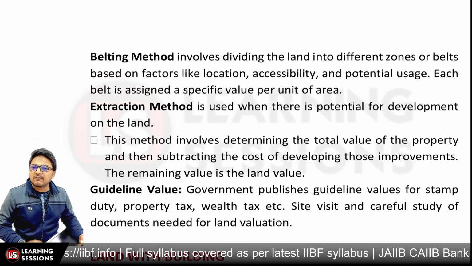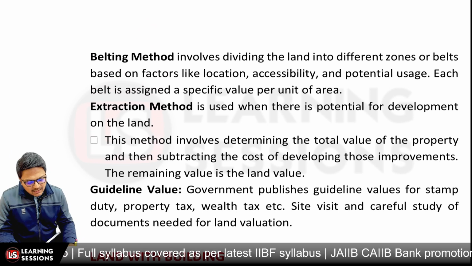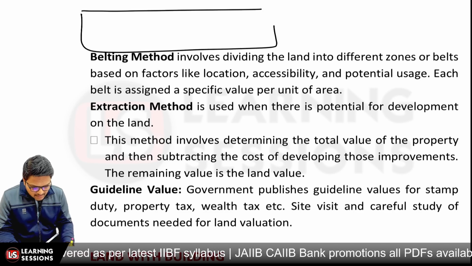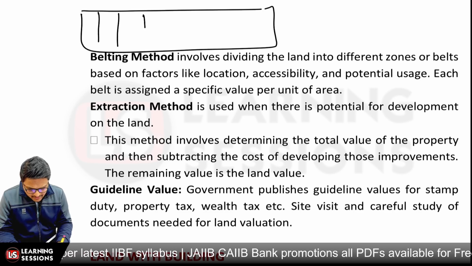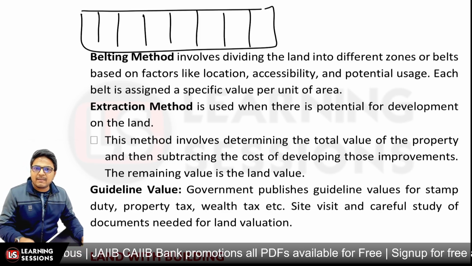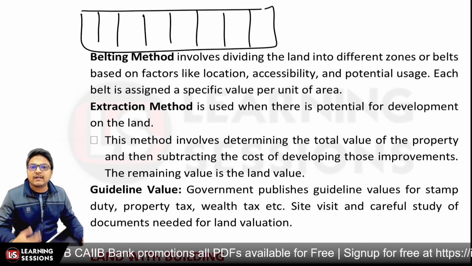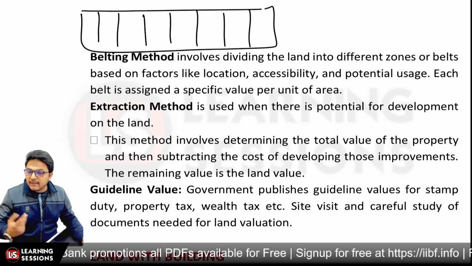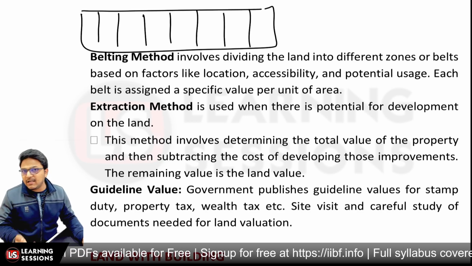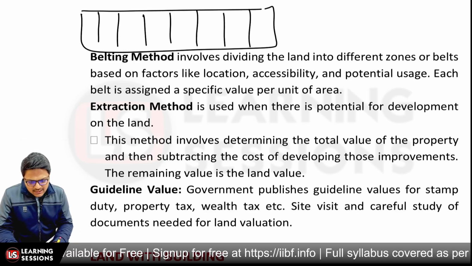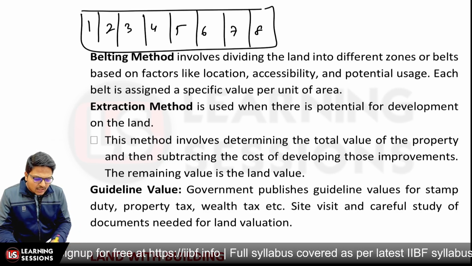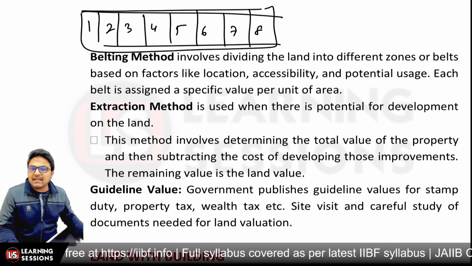And further, the third one is the belting method. Now the belting method is about, let's say I have a particular area, and I have converted this area into different belts, right? Each and every belt is a set of different zones, and this will be based on the different locality, accessibility, or potential usage of the same, and based upon that, these different belts will be valued differently. So this is the belting method.